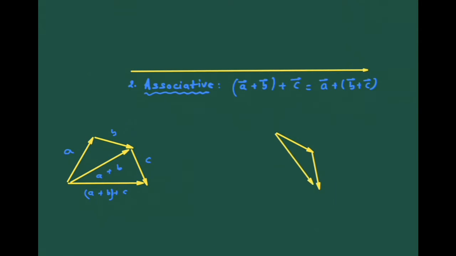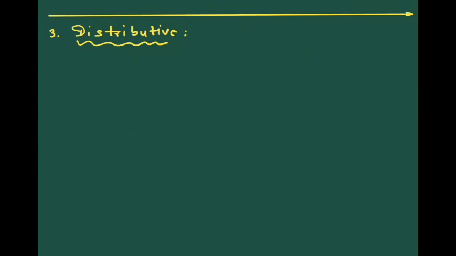Resultant of B and C is B plus C. If we take a vector A, then the resultant of A and this is A plus B plus C. So this shows that vector laws are associative in nature.